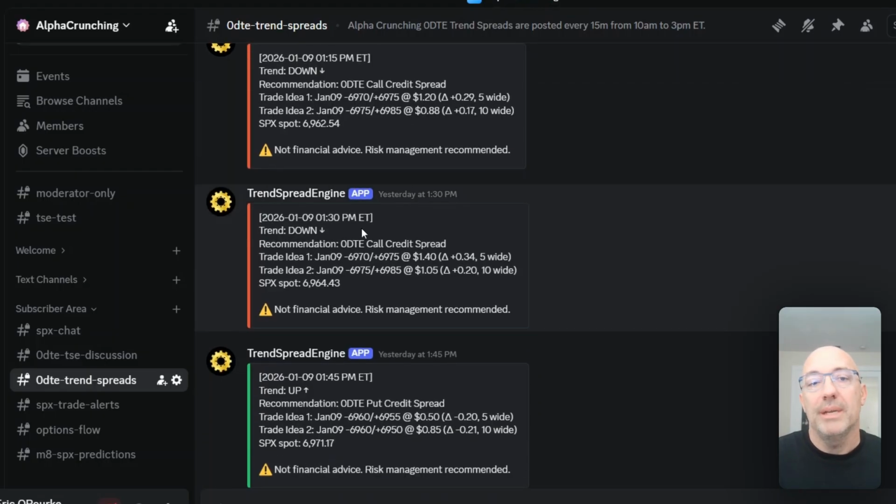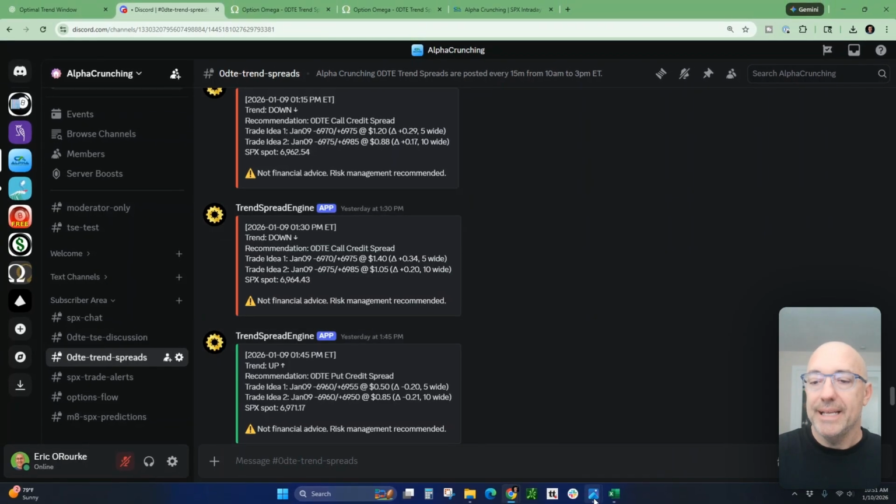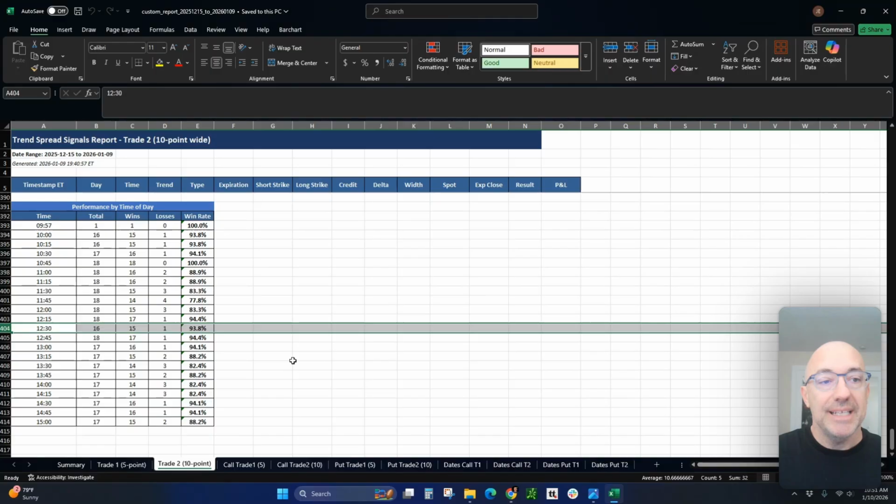And so what we're going to be doing is tracking each one of these intervals individually, 1:30, 1:00, 1:15. We're going to be tracking those to try and find out which time frame, the trend and the strike selection, seems to be most reliable. And then we'll get into sort of risk management and that type of thing. So let's go ahead and get into the initial results that we're seeing here.